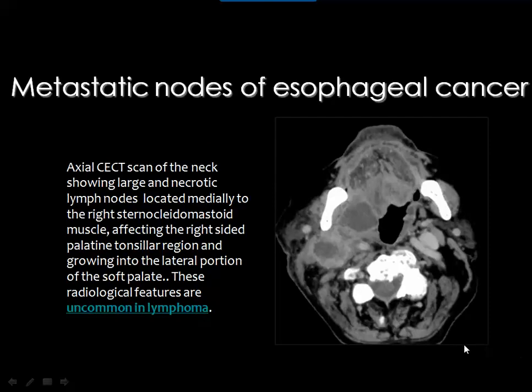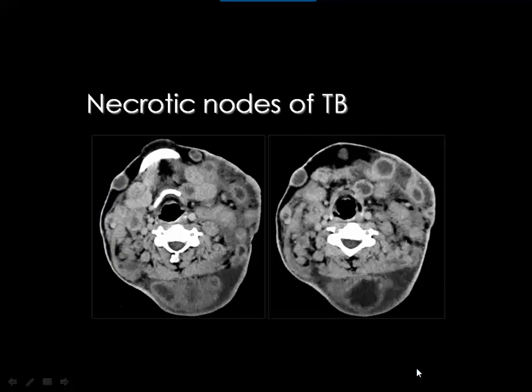Nodal deposits usually have a necrotic center like this. In this patient with esophageal cancer, you see two necrotic lymph nodes in the neck, and this feature, as written here, is uncommon for lymphomatous lymphadenopathy. And this is a common appearance of necrotic nodes that are affected by TB.